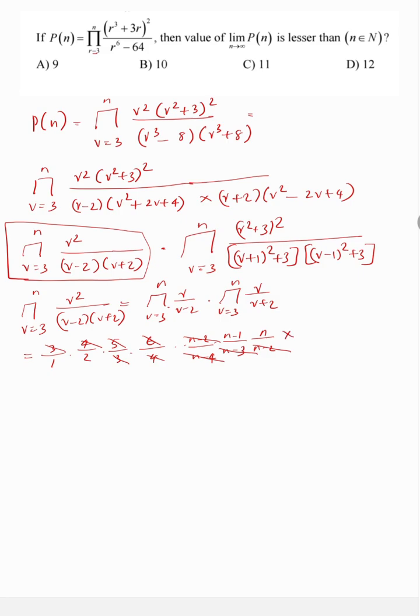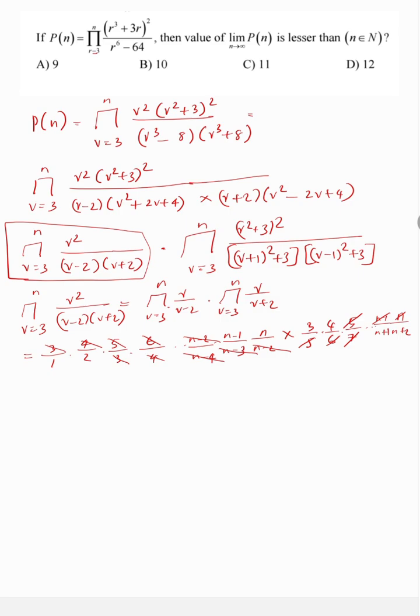In the next one, similarly, it will be 3 by 5, 4 by 6, then 5 by 7, etc. Here I have n by n plus 2, and here n minus 1 by n plus 1. So here 5 got cancelled, 6 will get cancelled, 7 will get cancelled, n minus 1 will get cancelled. Like that it will get cancelled, and n also will get cancelled.